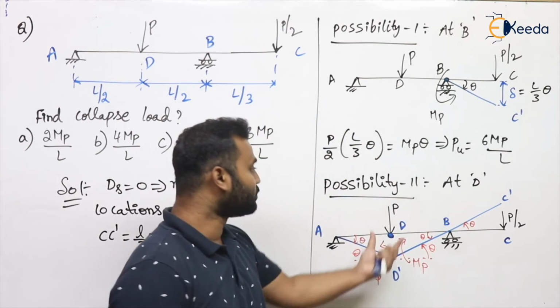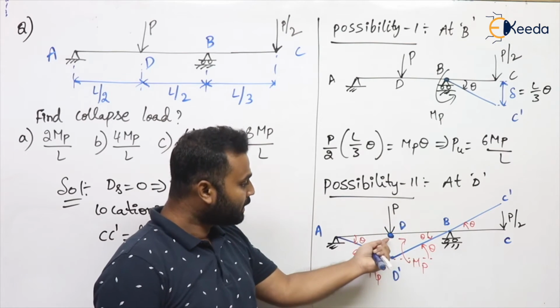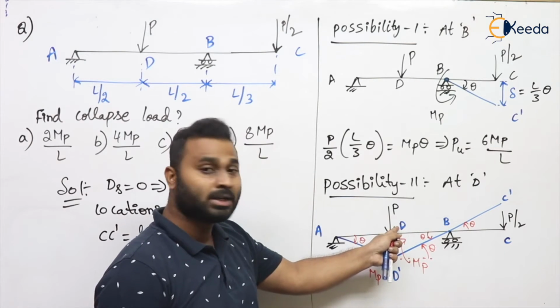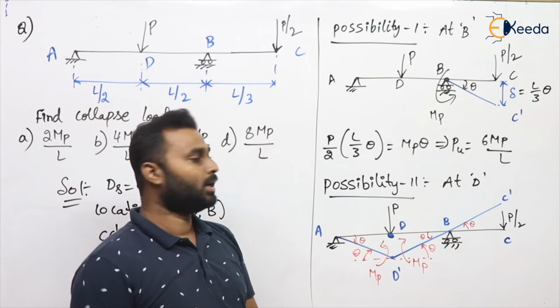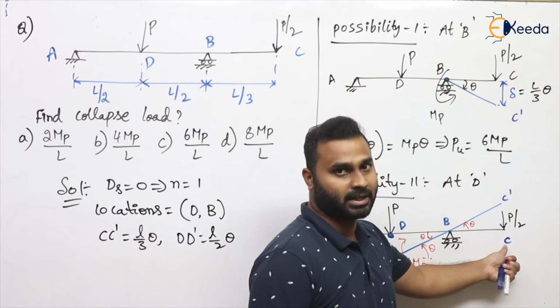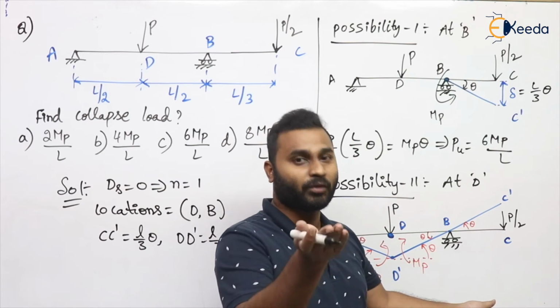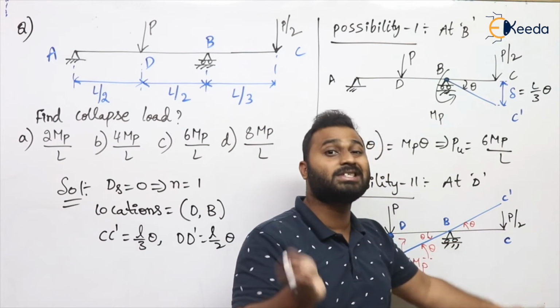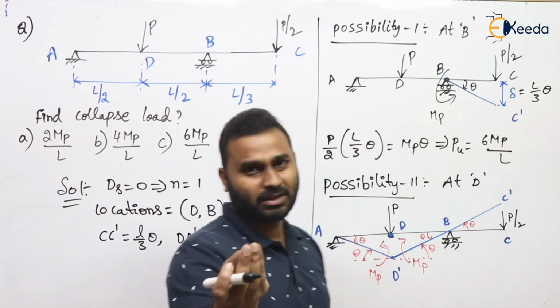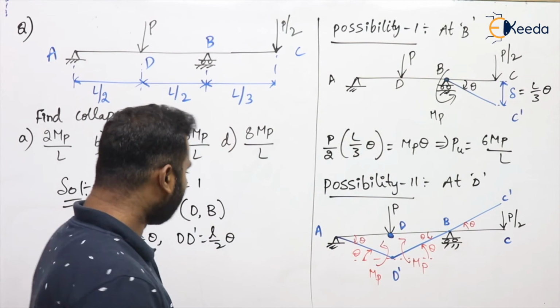It means P is going to do positive work because this P is deflecting D to D dash in the downward direction, whereas C is deflecting towards upward. Therefore, work done by this P by 2 is negative. Clear, everyone? That is a basic physics concept.